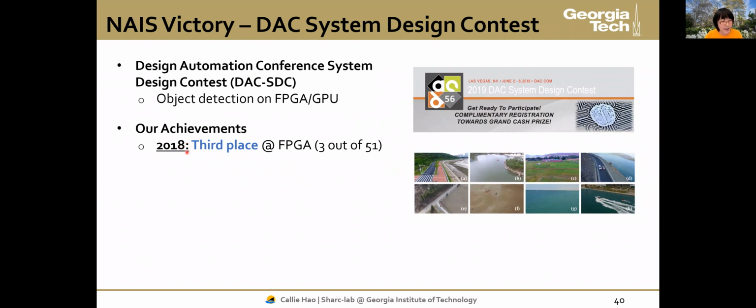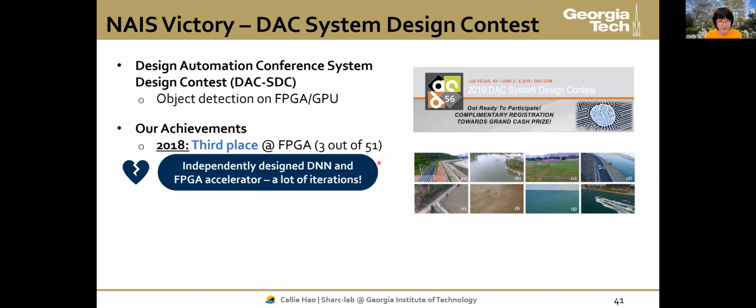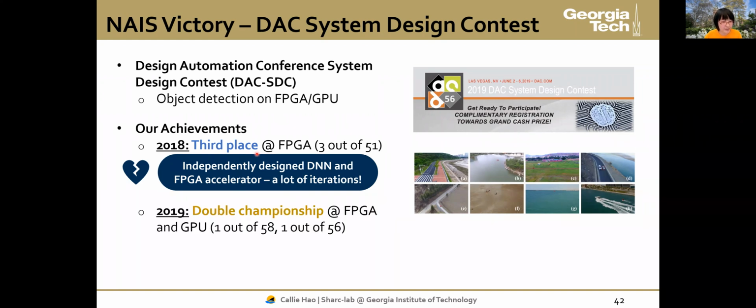Our first attempt in 2018, we won 3rd place for the FPGA category, 3 out of 51. It's not bad, but it's not so good. So what did we do wrong? We independently designed the DNN and the FPGA accelerator. Well, it's a lot of iteration and it's really a pain in the neck. So we only got 3rd place, and lesson learned. Okay, so this is the key motivation of the co-design. We really went through this painful process. And now we become smarter.